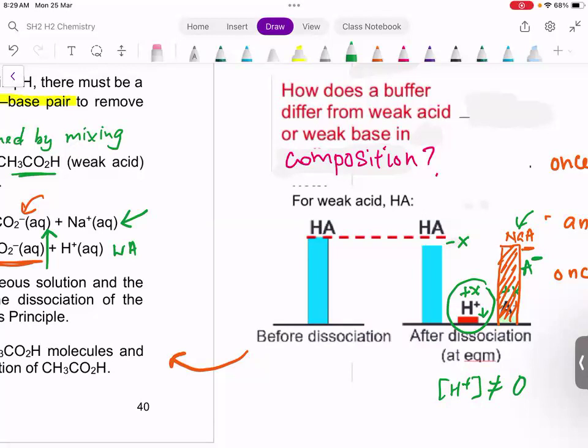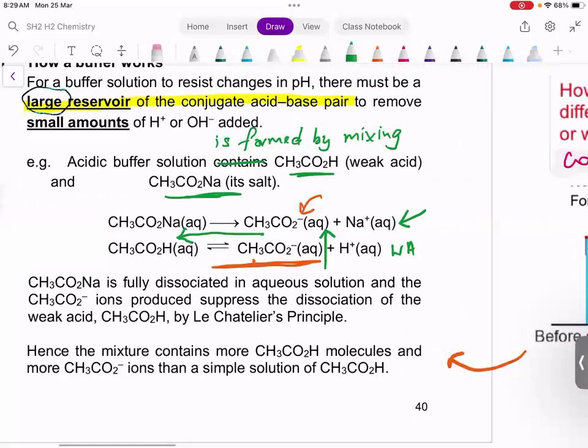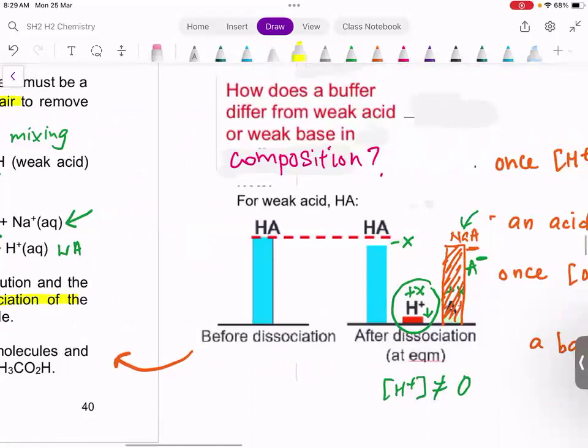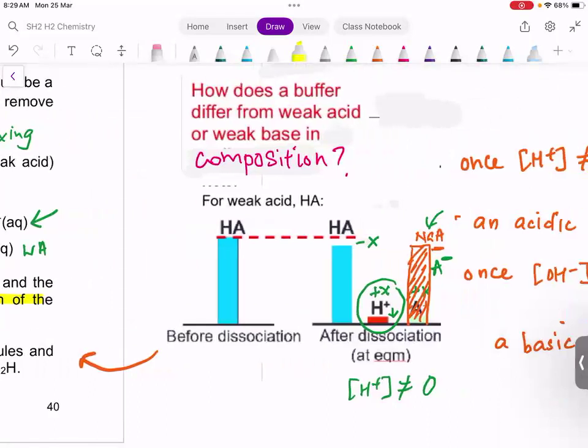Okay, so whatever I've just told you is being described in this paragraph. Here, the sodium salt is fully dissociated. It will produce a surplus of the A-, which will suppress the dissociation of your weak acid. Shouldn't Na+ be higher? Na+ doesn't do anything. Yes, the sodium plus concentration is higher, but it doesn't do anything to your system.